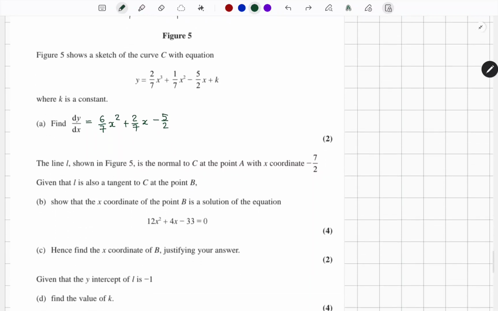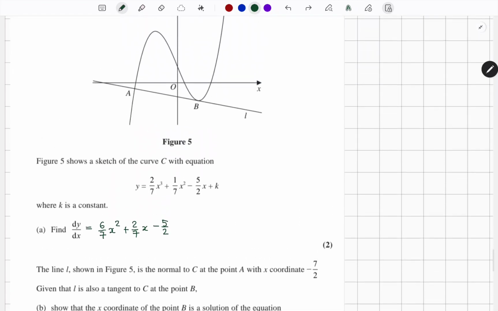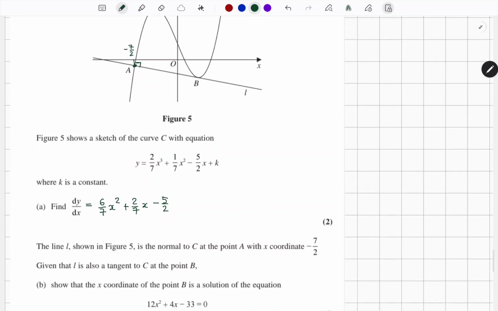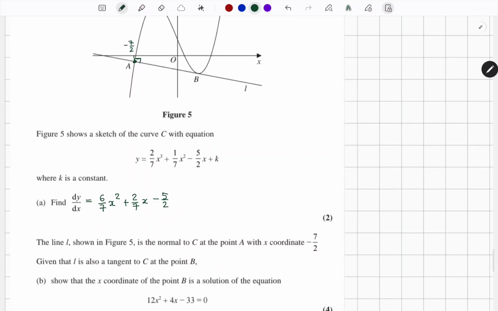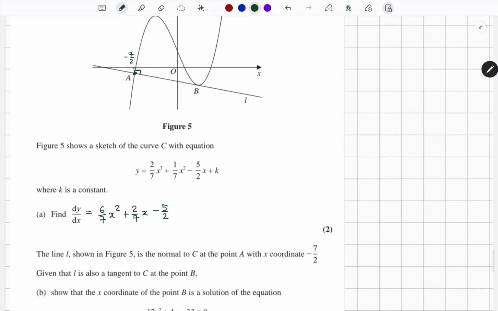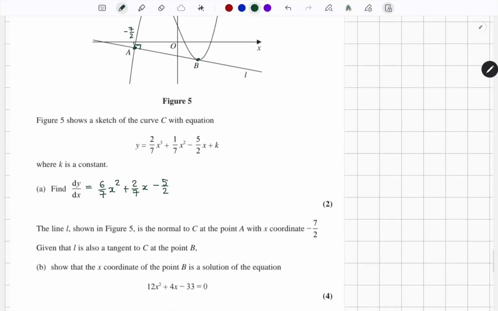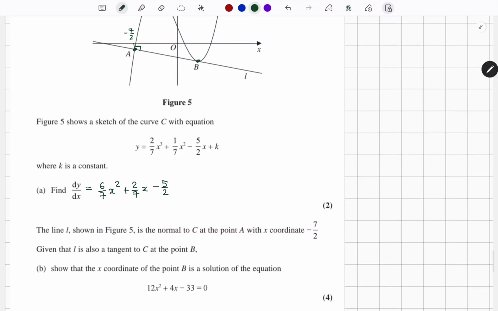Okay, then the line L shown in figure 5 is the normal to the curve at the point A with x coordinate minus 7 over 2. Okay, let's see. So this is minus 7 over 2 by x, and this is the normal. So it's perpendicular to the curve. Given that L is also a tangent to C at the point B, okay, show that the x coordinate of the point B is a solution of the equation.